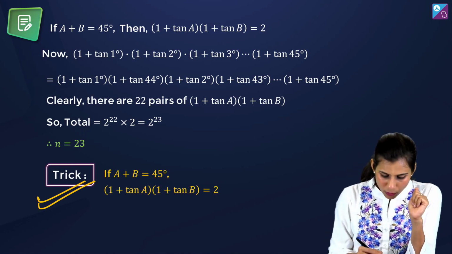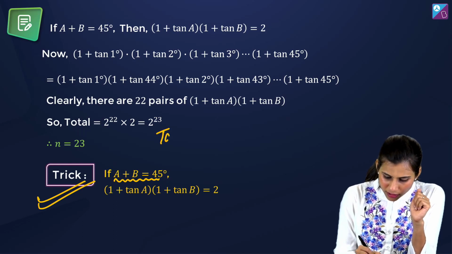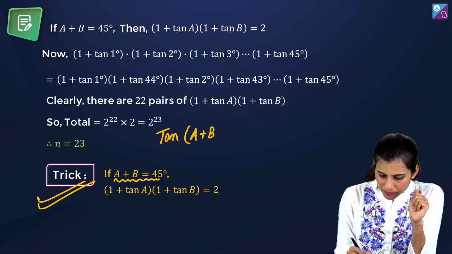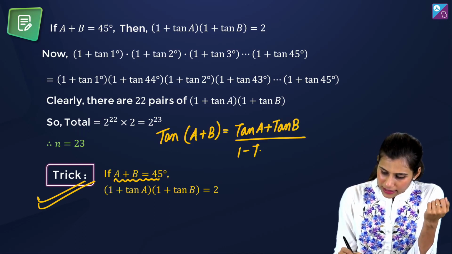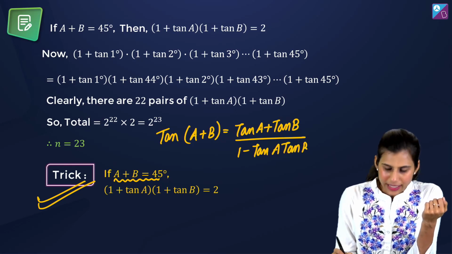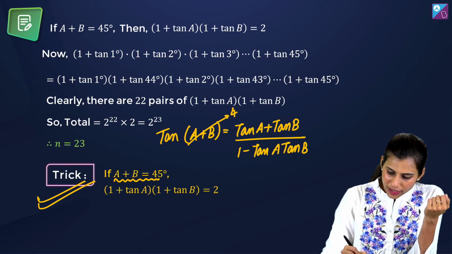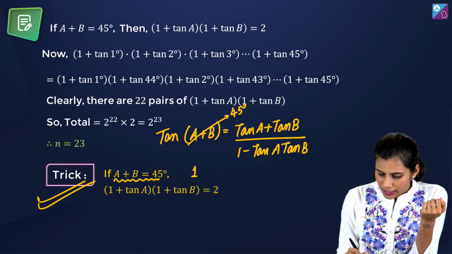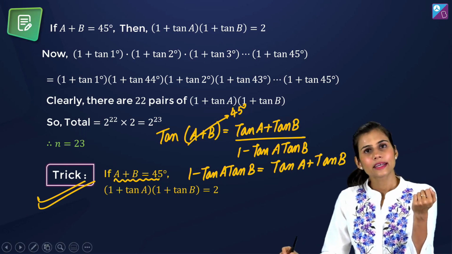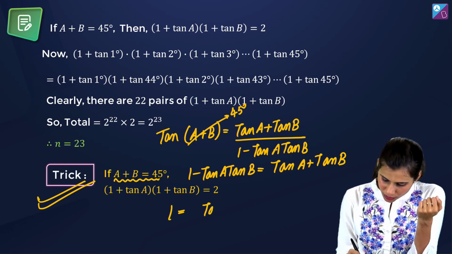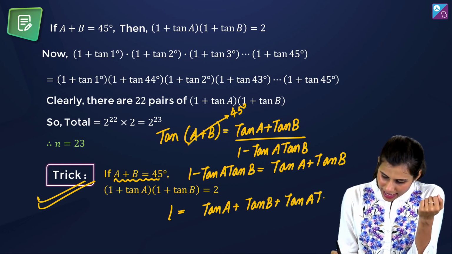It's very, very simple. A plus B is 45 degrees. Use the formula for tan of A plus B. It is tan A plus tan B upon 1 minus tan A tan B. Now, because A plus B is 45 degrees, tan of 45 degrees is 1. So you get 1 minus tan A tan B is equal to tan A plus tan B. Right? 1 is equal to tan A plus tan B plus tan A tan B.